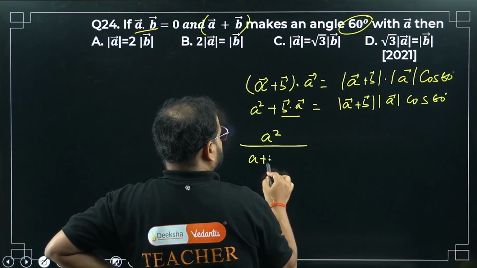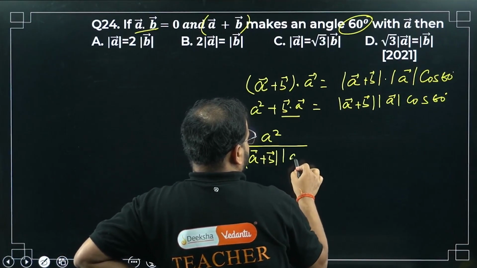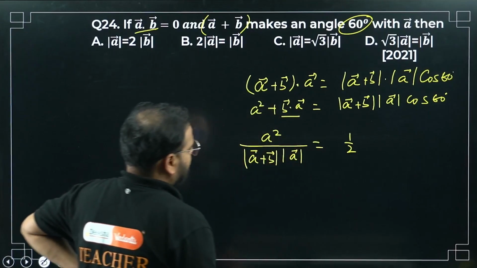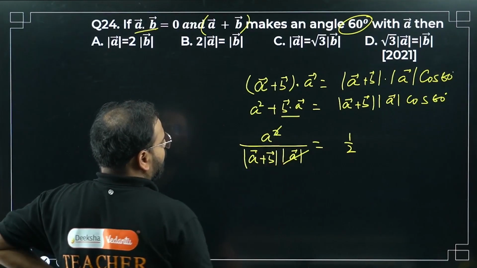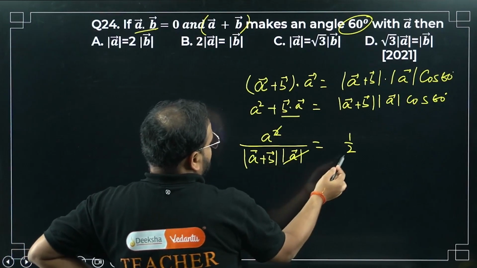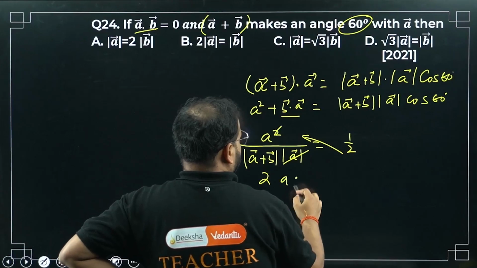So A plus B, please check. Mod of A equals cos 60, which is what? 1 by 2. I can cancel this and this with A square by A, so A will be left. Now I can multiply. I get what? Cross multiplication: 2 will come over here and this will go there. So 2A equals what?